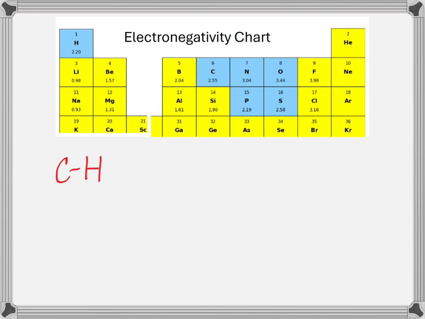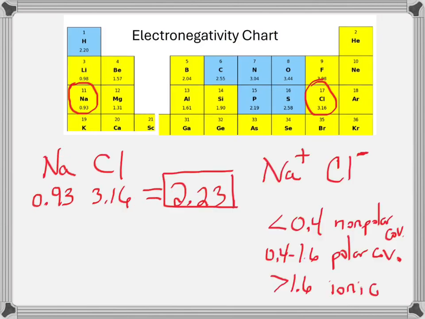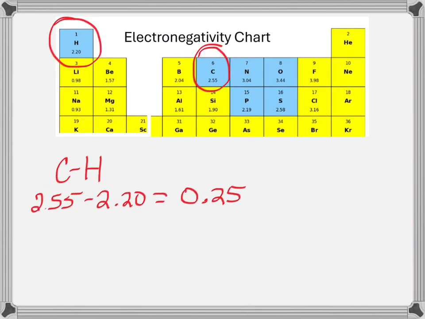So there's a carbon and hydrogen molecule, and we can determine what type of bond it is. I've already told you what it is, but let me show you using the electronegativity chart. Carbon is 2.55 and hydrogen is 2.20, and when I do the math there, I get 0.25. If we look on our previous slide, we'll see that that falls in the less than 0.4, and that's a nonpolar covalent. So this will be a nonpolar covalent bond because it's less than 0.4.